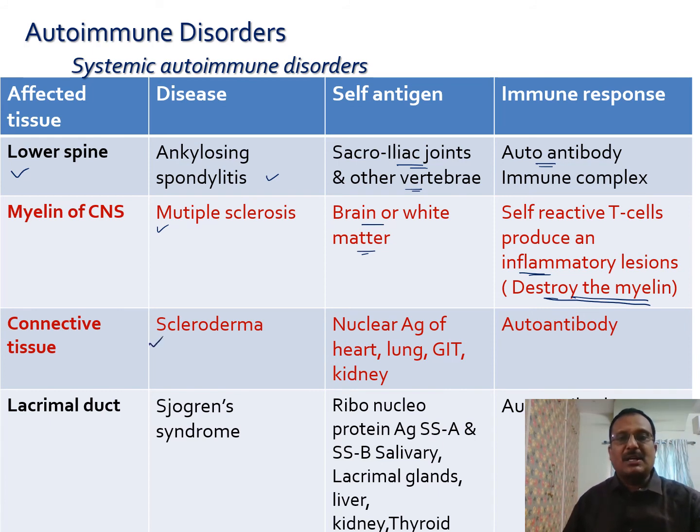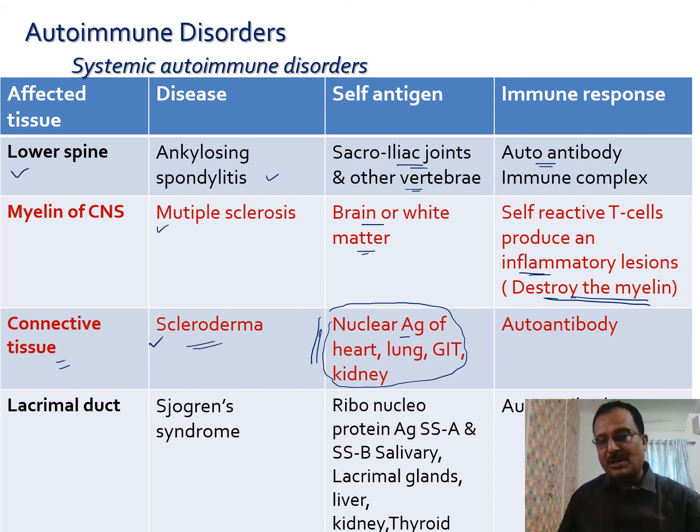Next one is scleroderma. Here the self antigens are nuclear antigens of the heart, lung, GIT and also the kidney. When these antigens are exposed to the immune system, the self-reactive T lymphocytes produce antibodies against all these cells, resulting in the connective tissue disorder scleroderma. One important point you have to remember is that unless the T cell gets activated, B cells alone are not able to mount the autoimmune response.